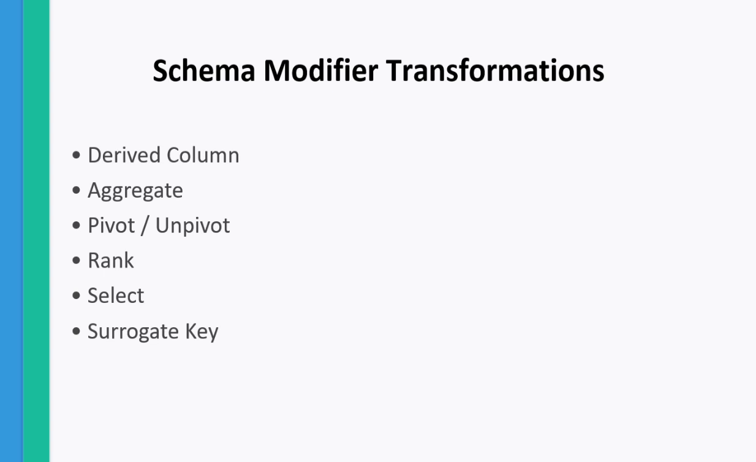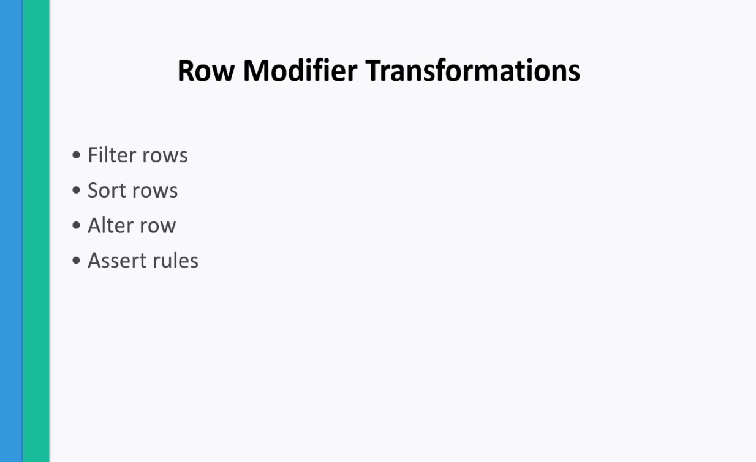Now the second group, which is the row modifiers. Here we don't touch columns, we touch only rows. For example, if you want to remove unwanted rows, sort the data, update some rows, or delete invalid records, we use the row modifier. So just remember, row modifier equals row changes.